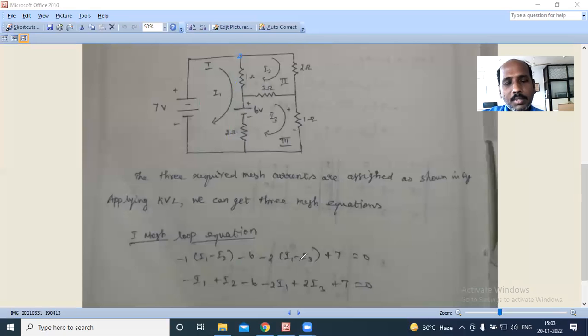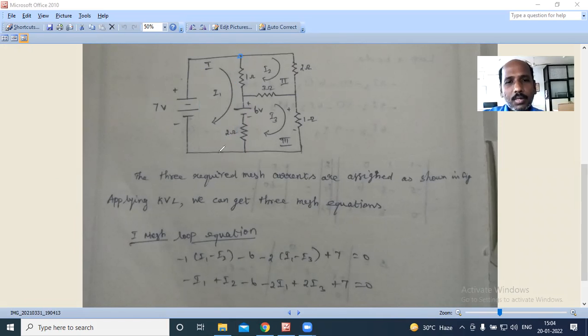So I1 minus I3. Suppose both currents are flowing in the same direction, then you put I1 plus I3 here. If they are in opposite directions, you subtract from I1, since you are forming the equation for mesh 1. So always you subtract from I1 if they are in opposite directions; if both are in the same direction, it is plus. Opposite direction, so I1 minus I3.